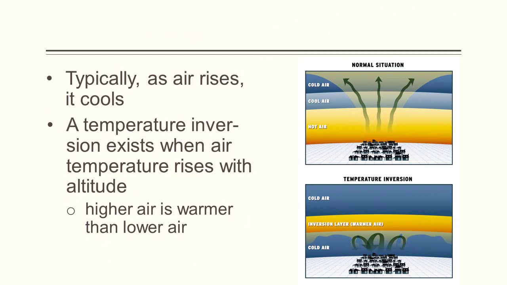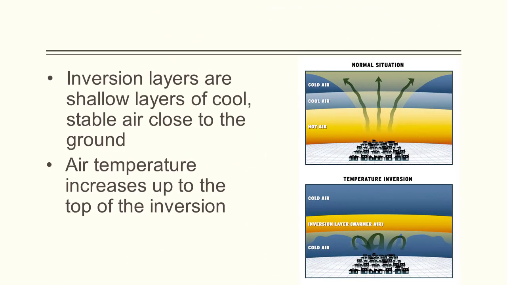Dispersion layers are shallow layers of cool, stable air close to the ground. However, as you increase your altitude, you will find that the air is warmer rather than cooler. When you find warmer air at an altitude higher than the cooler air, an inversion occurs. The warmer air can trap the cooler air below it.